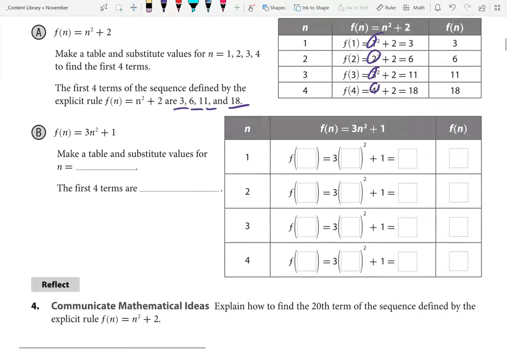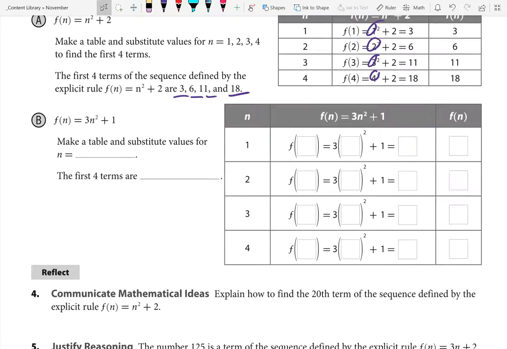So let's try one out for ourselves, right? F of n equals 3n squared plus 1. So we want to find the first 4 terms. So what we want to do is plug in 1 to get the first term, plug 2 in to get the second term, plug 3 in to get the third, plug 4 in to get the fourth. So that's exactly what we'll do.